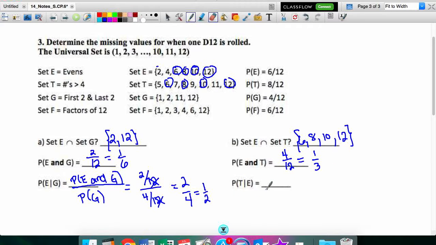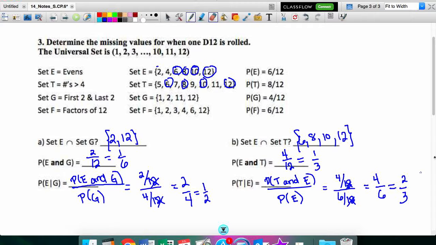Now let's find the conditional probability that they ask for. The probability of T given E would be the probability of T and E, all divided by the probability of the second letter or the given information, in this case, E. We just calculate the probability of T and E. Yes, it's 1/3, but as I had mentioned in the previous problem, we're going to leave it in the unreduced form so that denominator will cancel. And the probability of E will also leave in its unreduced form as 6 out of 12. Now that we have matching denominators within the numerator and denominator, those 12s will once again cancel, leaving us with just 4 out of 6, which then reduces to 2/3. Okay, a couple more problems.